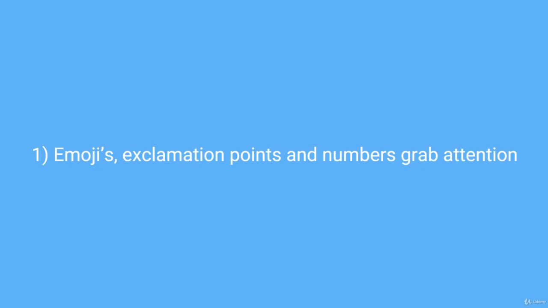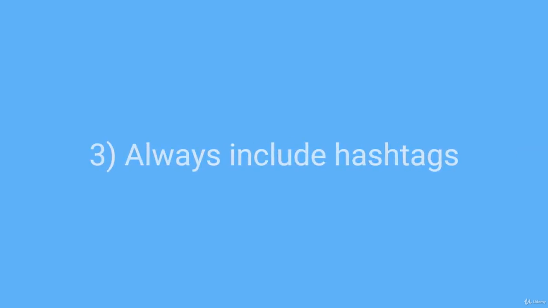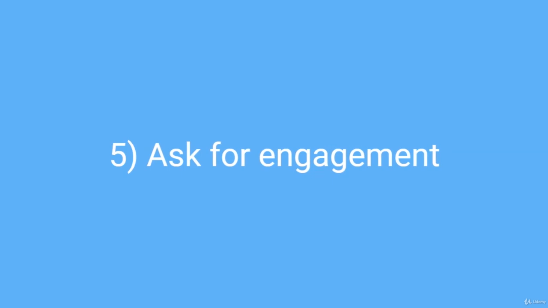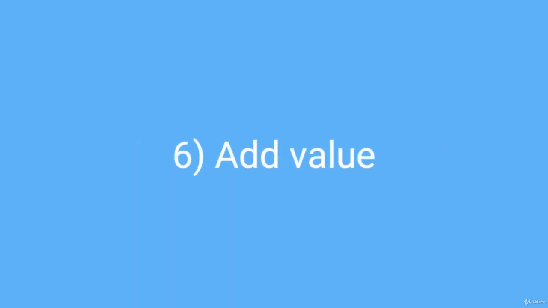You should always include them in your posts, as they will really help to expand your post's reach. Here's some Instagram tips for posts. Emoji, exclamation points and numbers grab attention. Always keep it brief, don't waffle on too much. Always include hashtags. Use high quality visuals or a short clip. Ask for engagement. Add value, either by providing great content or by offering them something they want. Here is a sample Instagram post to max engagement.